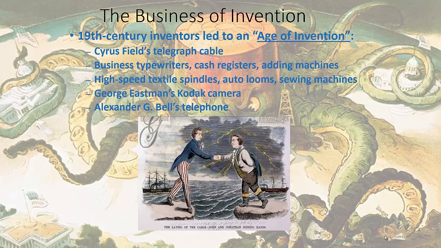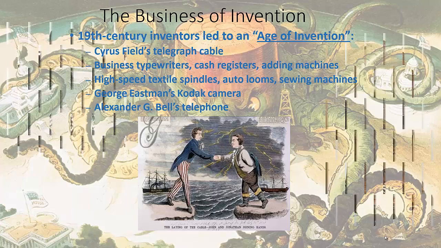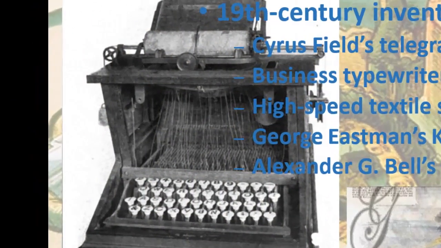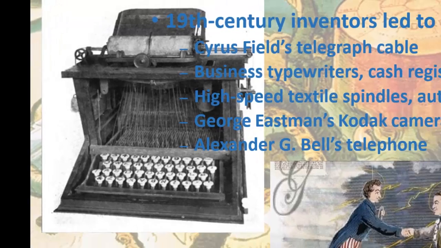So some of these inventions, we saw a lot of them in the summer reading. We've already talked about the telegraph cable of Cyrus Fields. We talked about it last year. And you see business typewriters, an early prototype here on the left-hand side. Cash registers and adding machines mean that you no longer need professionals that can do complicated adding to run adding machines and typewriters and registers. You can now farm it out to less educated people.